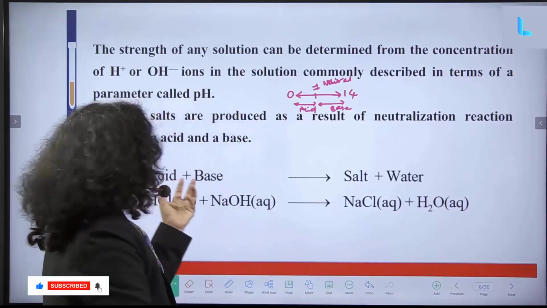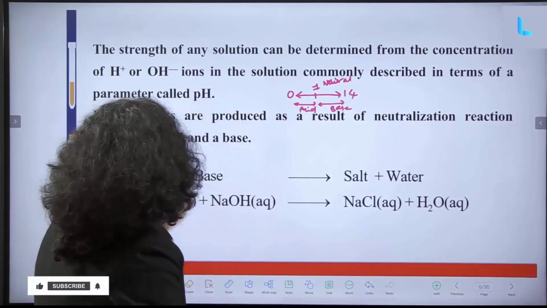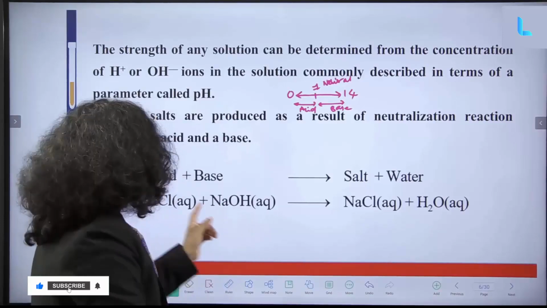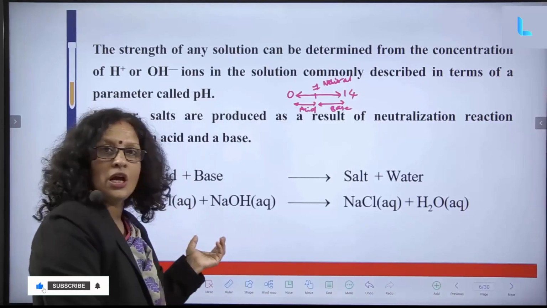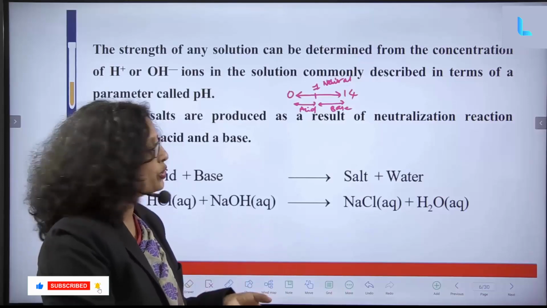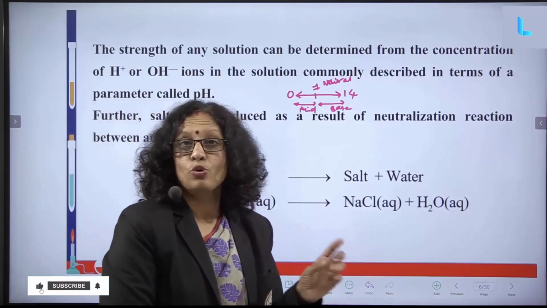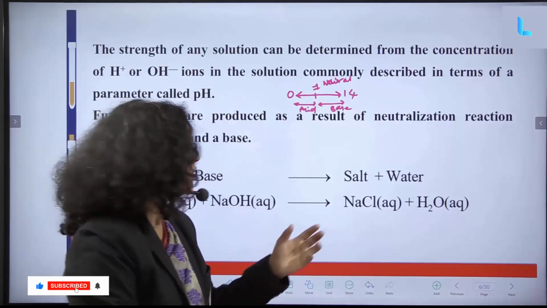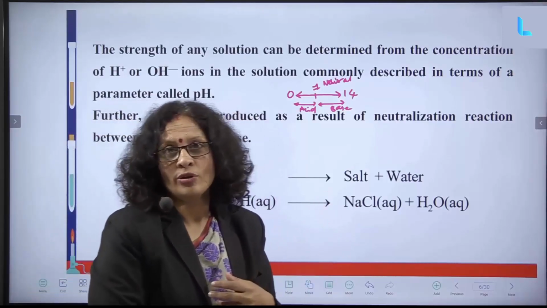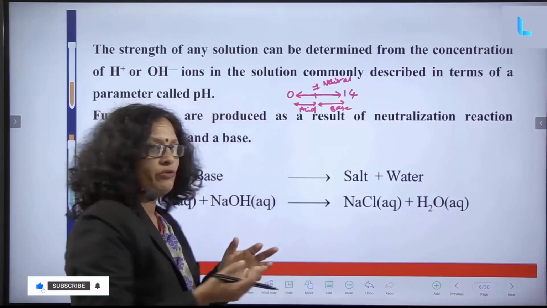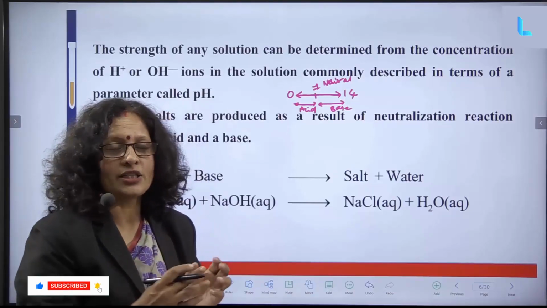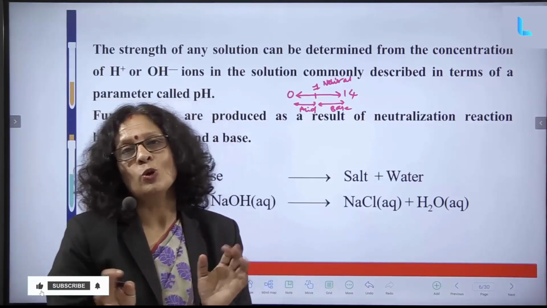Further, salts are produced by neutralization reaction between acid and base. For example, we have HCl, hydrochloric acid, which combines with sodium hydroxide, and we get sodium chloride, the table salt which you eat every day, and water. So anytime acid and base combine, you get salt and water.